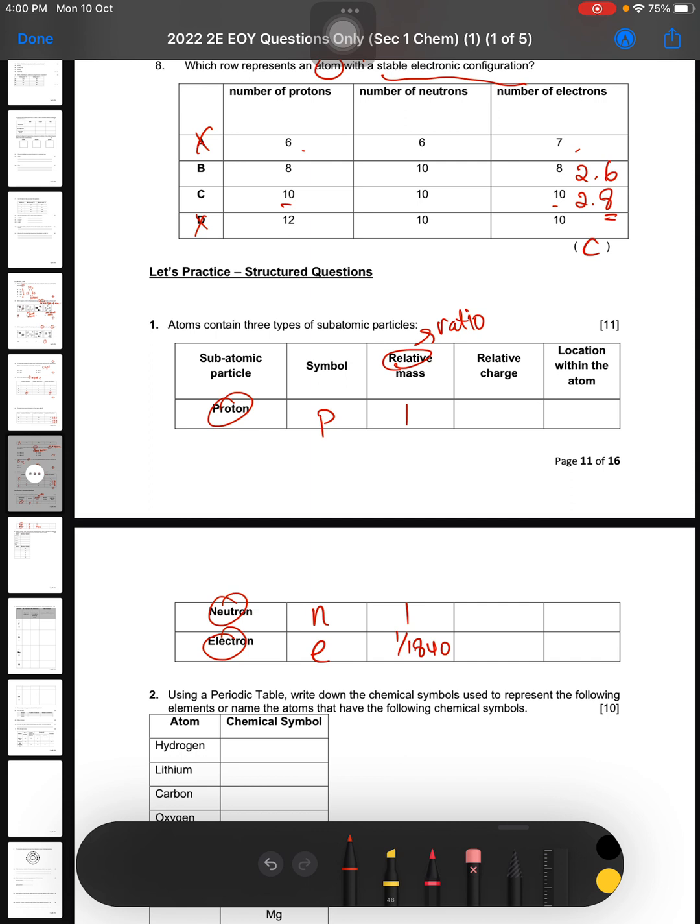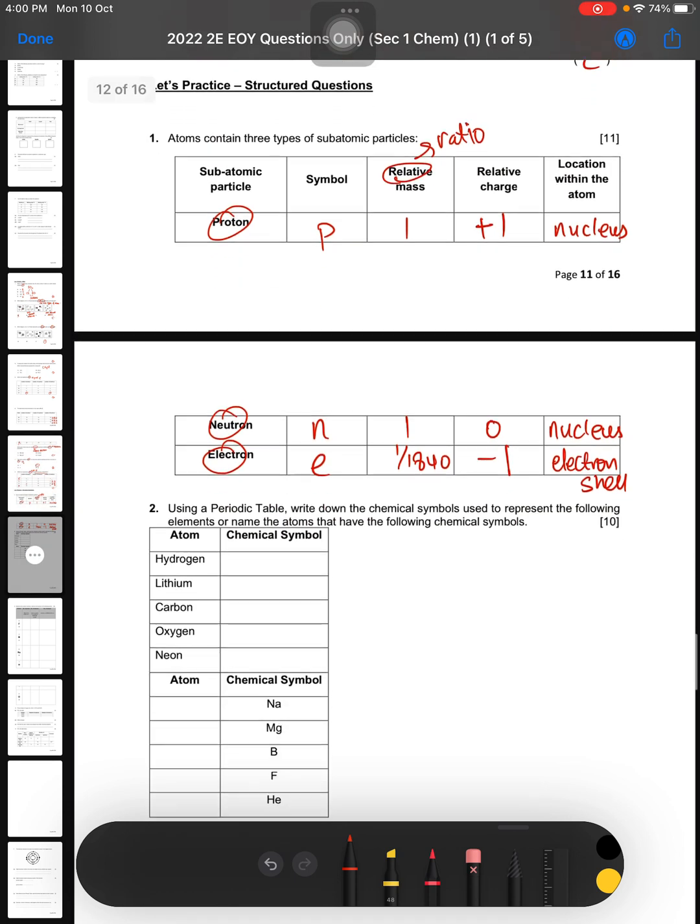Okay, so next we move on to relative charge. For proton, +1. If you just put a 1, you will not be marked correct. Neutron is neutral, no charge, and electron is -1. Location within the atom: we just tell them whether they are residing in the nucleus or in the electron shell. So proton will be nucleus. Remember, nucleus is spelled N-U-C-L-E-U-S. Neutron is also in the nucleus, and electron is in the electron shell. Okay, so these are the fundamentals for the subatomic particles.